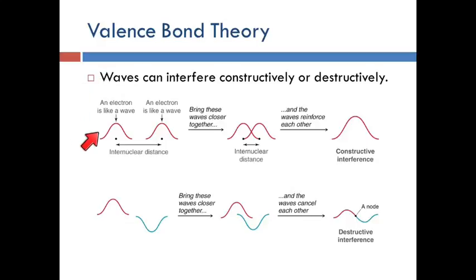If we have two waves coming together and they are in phase, they will add together, and we call that constructive interference. The wave gets bigger. They reinforce each other. If we have two waves that are out of phase and we bring those together, they cancel each other out. This is called destructive interference. The waves will get smaller, or they can possibly even disappear.